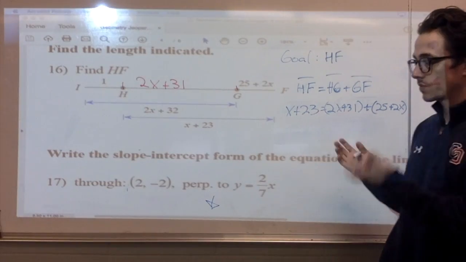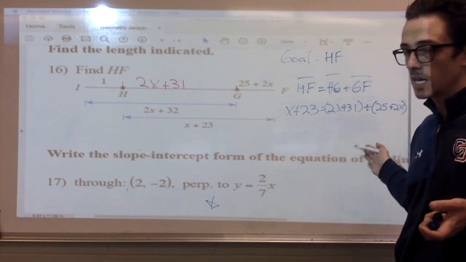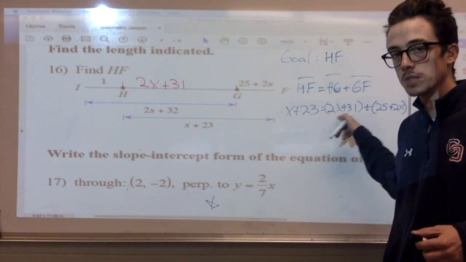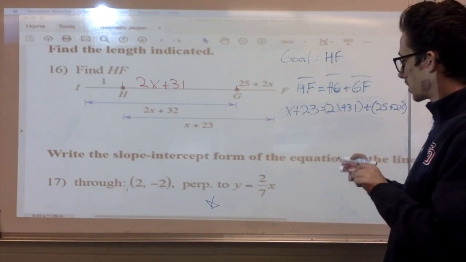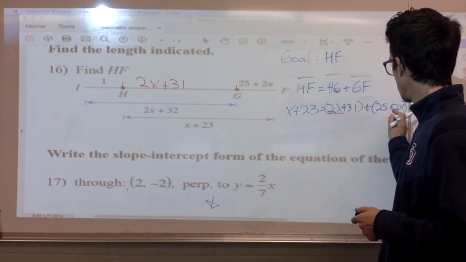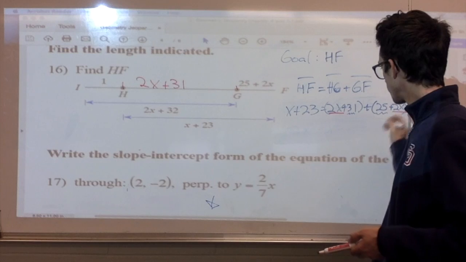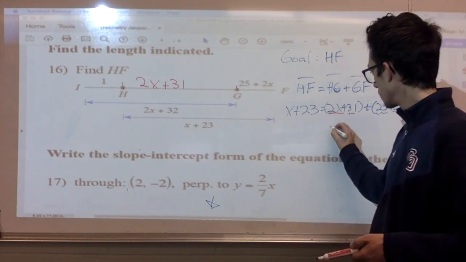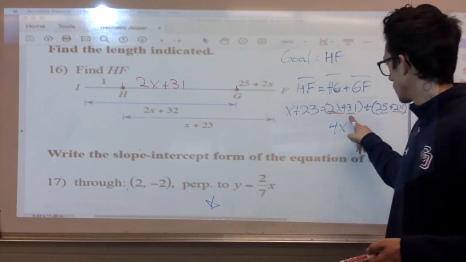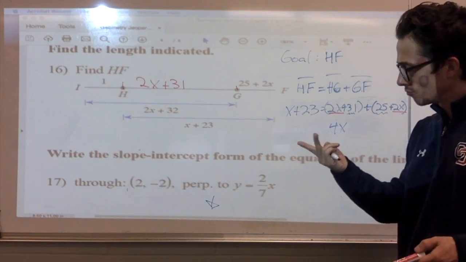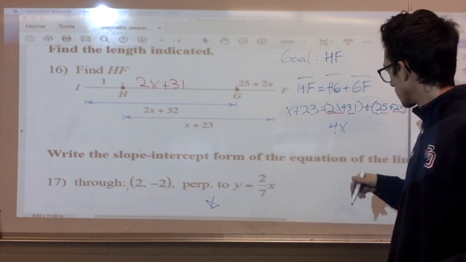So now it seems as if we're just rewriting a lot of algebra saying that all of this is equal to this. If we start to combine some like terms here, let's see what happens. Well, I know that we have x terms here and here. I know that I have constants here and here. 2x and 2x will get us 4x. 31 and 25, what does that get us? 56.